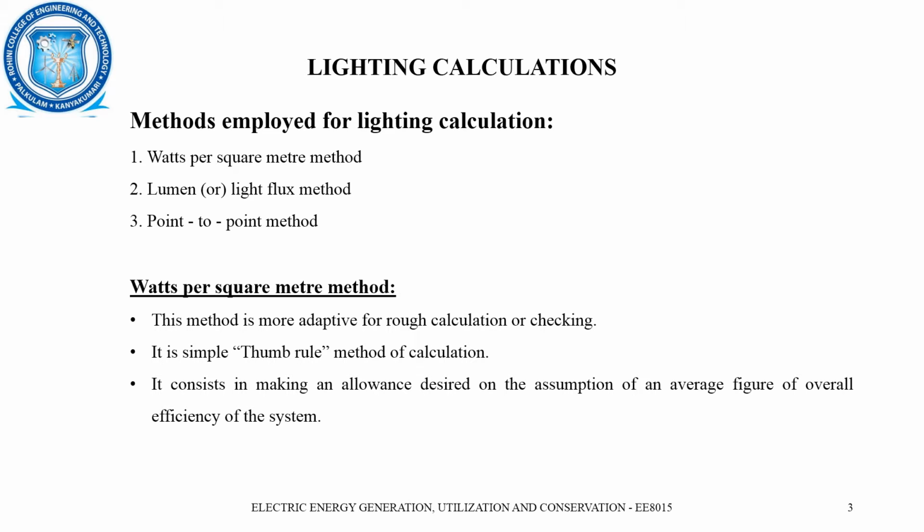This method is more adaptive for rough calculation or checking. This is simply the thumb rule method for calculation. It consists of making an allowance desired on the assumption of an average figure of overall efficiency of the system. So how much power of electricity is being passed per square meter, from which we can obtain how much lighting. So this is the calculation made in the watts method.